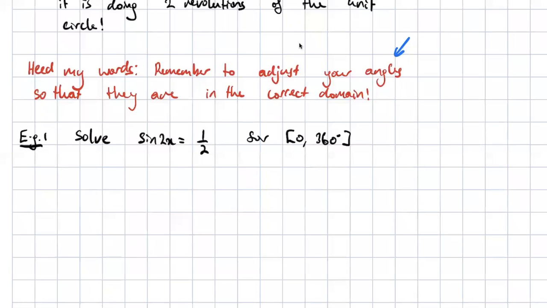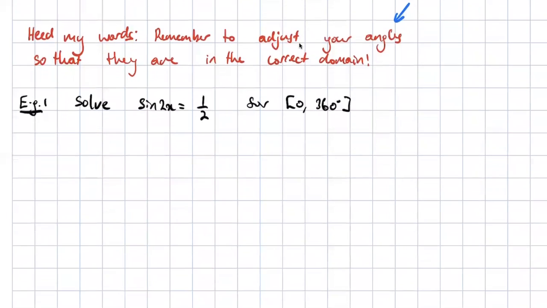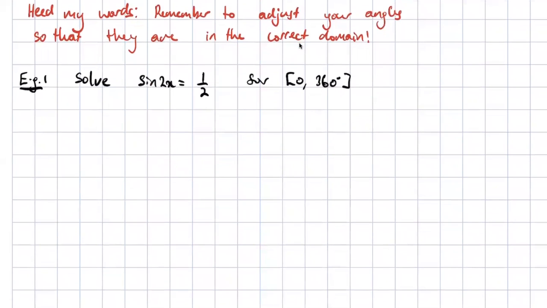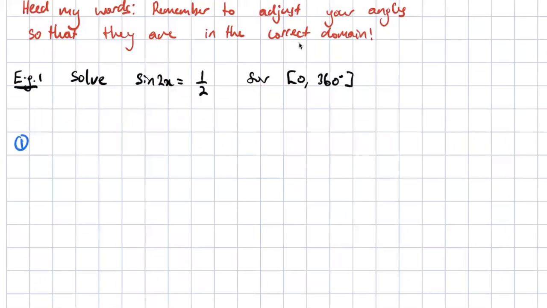Now, that's actually really easy for us to do, and it doesn't modify our original method of solving basic trigonometric equations too much, okay? So here's what's going to happen. First things first, we want to find our first angle in our rotation. We call this our base angle. So step one, we're going to find our base angle.